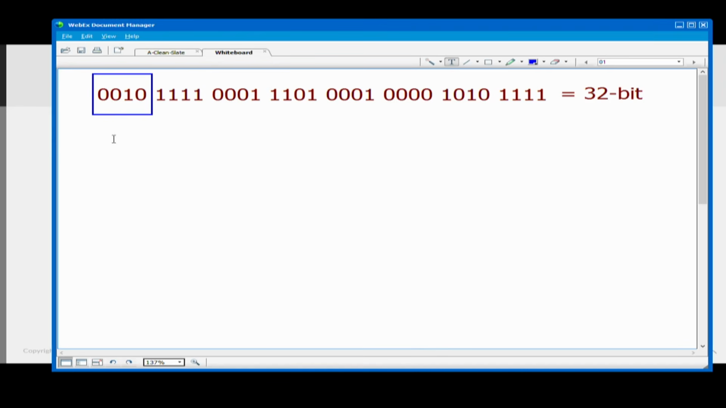So that number right there, 0010 in binary, if that were a decimal number, that'd be the number 2. Well, we know that in hexadecimal, 2 is the same. It's still 2. In binary, 1111, what is that in decimal? Wasn't that the number 15? 8 plus 4 plus 2 plus 1 is 15. But in hexadecimal, 15 is F. This here's the number 1. This here's the number 13. So that'll be D.